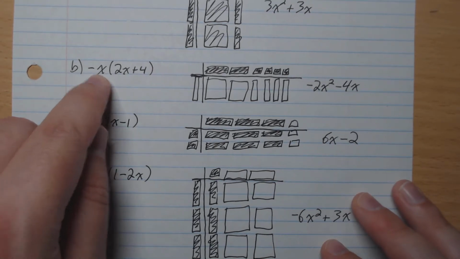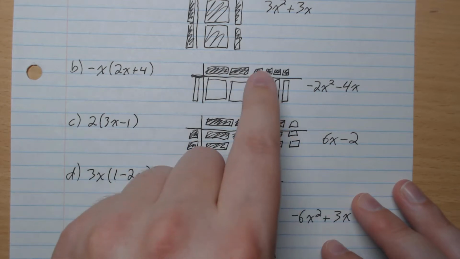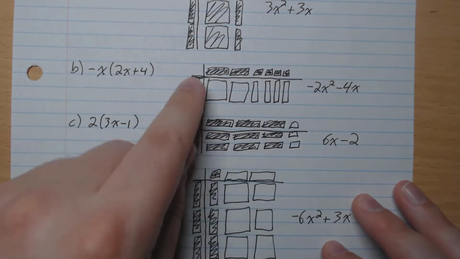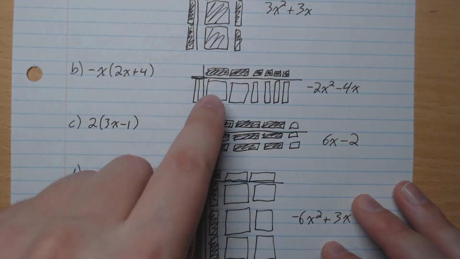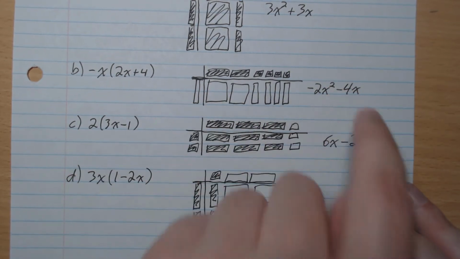B, negative x times 2x plus 4, so 1, 2x, 1, 2, 3, 4, like that. Negative times positive becomes negative, so we have negative 2x squared minus 4x as such.